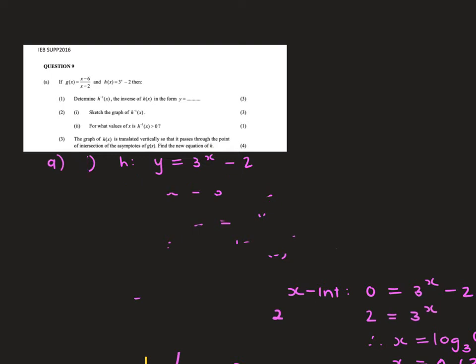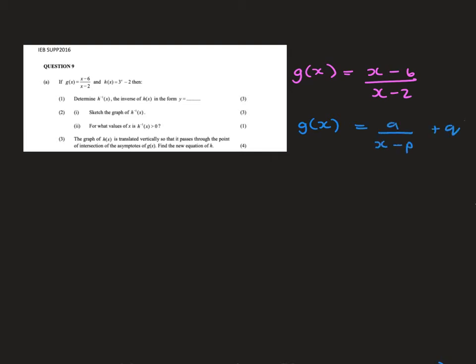Okay, so let's see. We're going to take that g of x is equal to (x minus 6) over (x minus 2). My goal here is to rewrite this as a over (x minus p) plus q. Remember that I want this because p and q will then be the coordinates for the point of intersection, because that's how we determine our asymptotes in our function. So I need to get this to look like that.